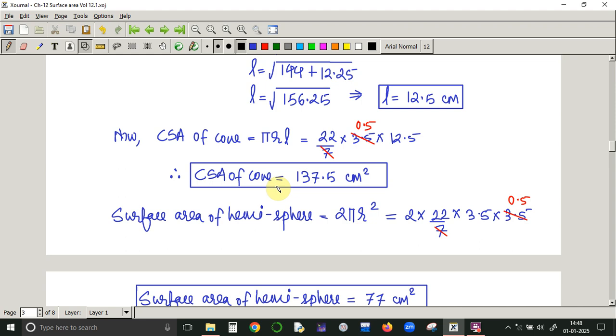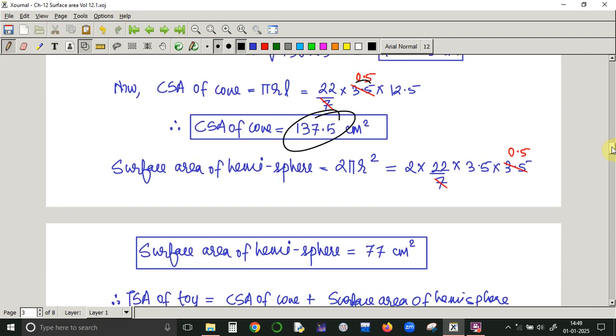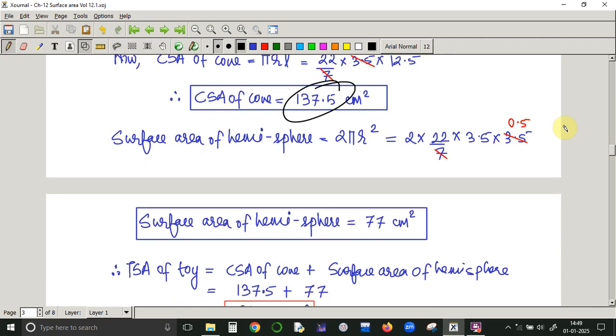Once we get the slant height, we will find the curved surface area of the cone, which is given by pi r L. Put the values. Observe that 3.5 is reducible by 7. So 7 cancels, and then you have to multiply it. You will get 137.5 as the CSA of the cone.